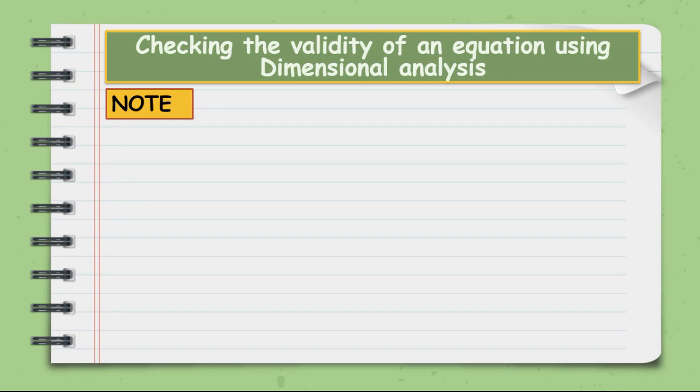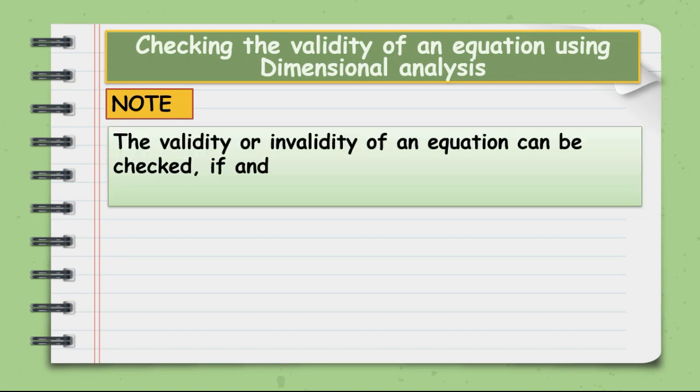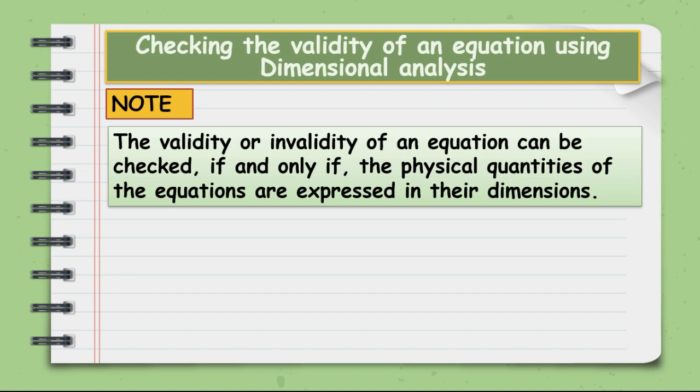Friends, let's take note here that the validity or the invalidity of an equation can only be checked if and only if the physical quantities of the equation whose correctness we want to check are expressed in their dimensions. What this statement simply means is that you cannot just look at the equation and simply say it is valid or invalid. You need to go an extra mile, and that is to express each physical quantity in that equation in its dimensional form.